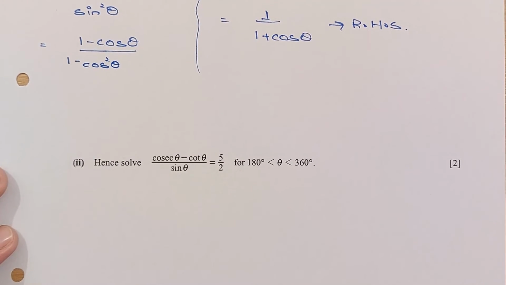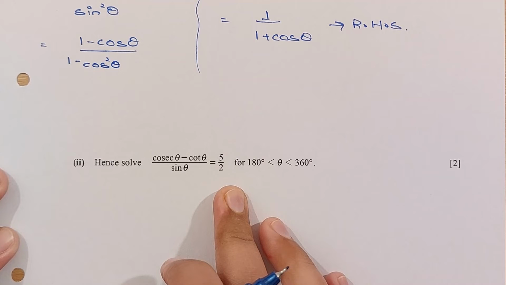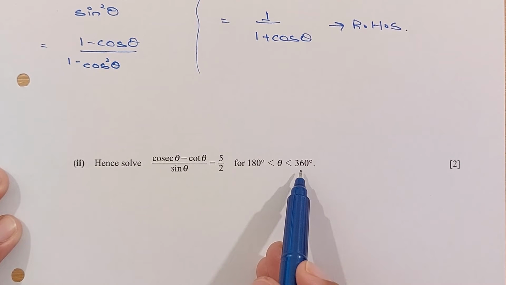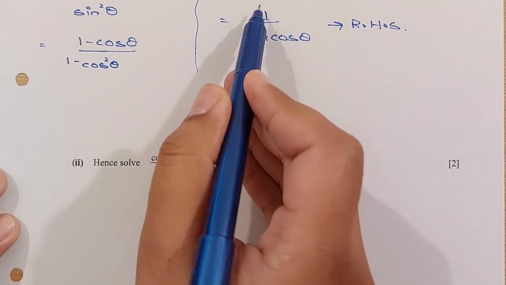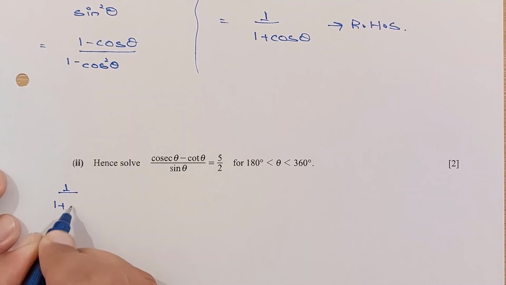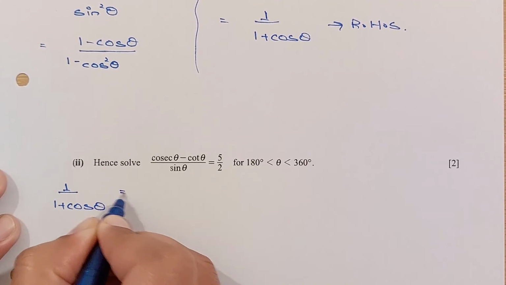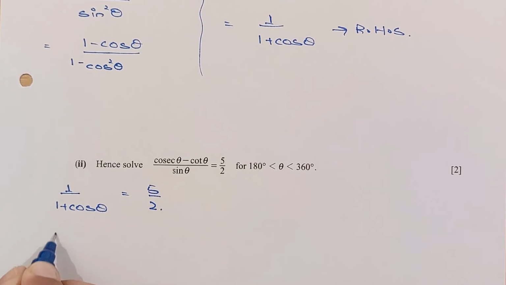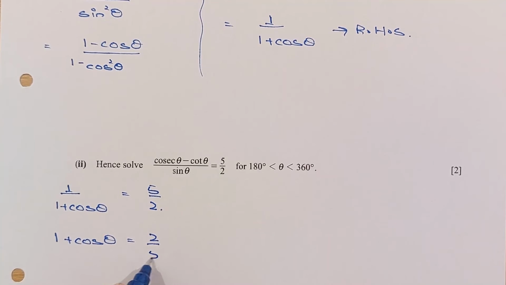Now for the second part, we solve this equals to 5 by 2, right? And theta is between 180 degree to 360 degree. So the answer of this is 1 over 1 plus cos theta. So 1 over 1 plus cos theta equals 5 by 2. Let me do the reciprocal on both sides. So we can say 1 plus cos theta is equals to 2 by 5.